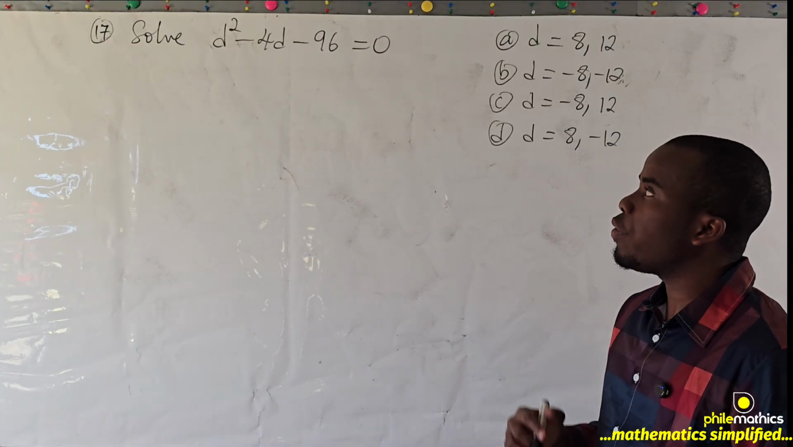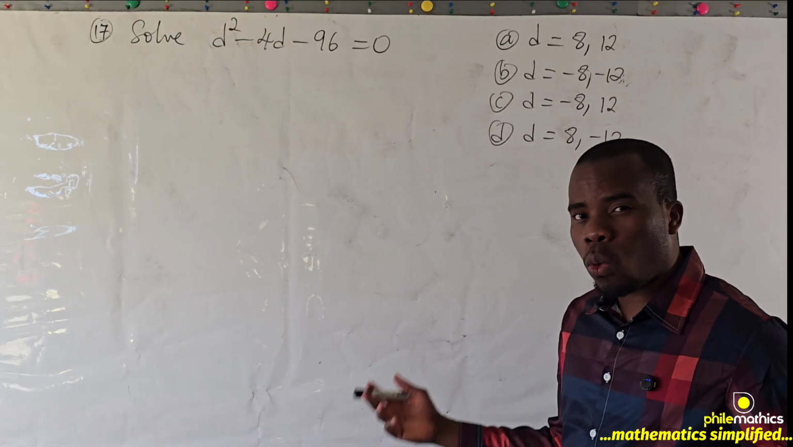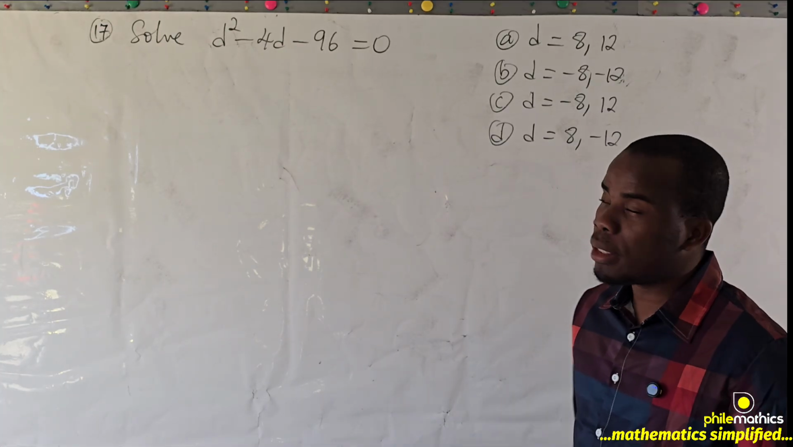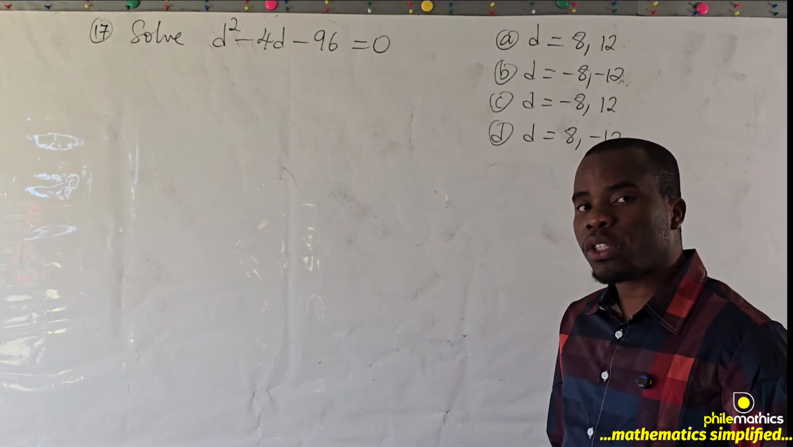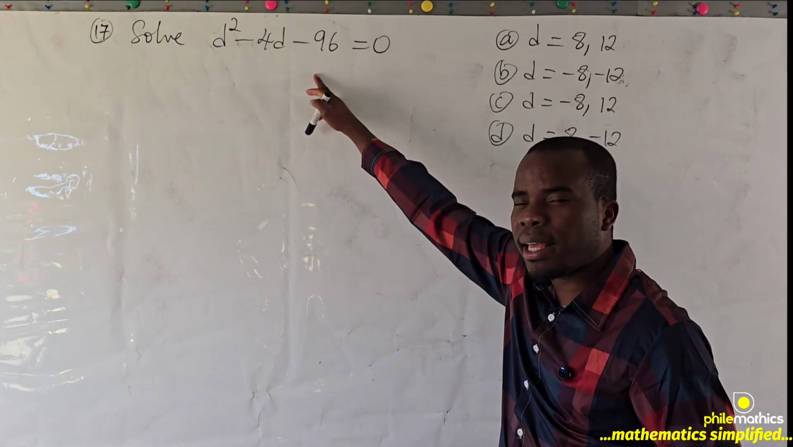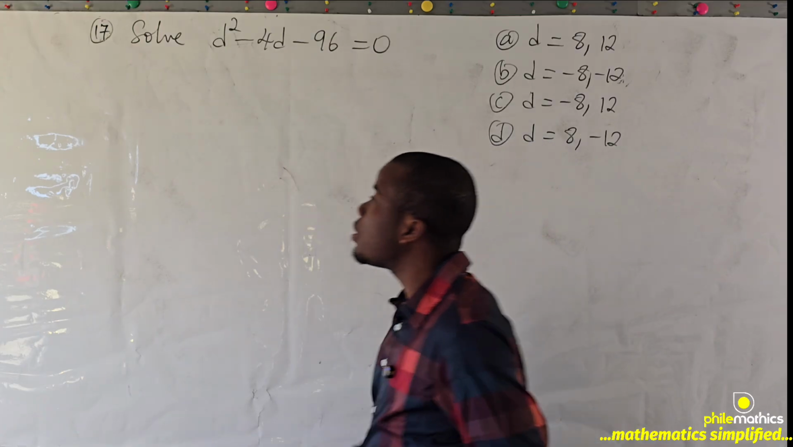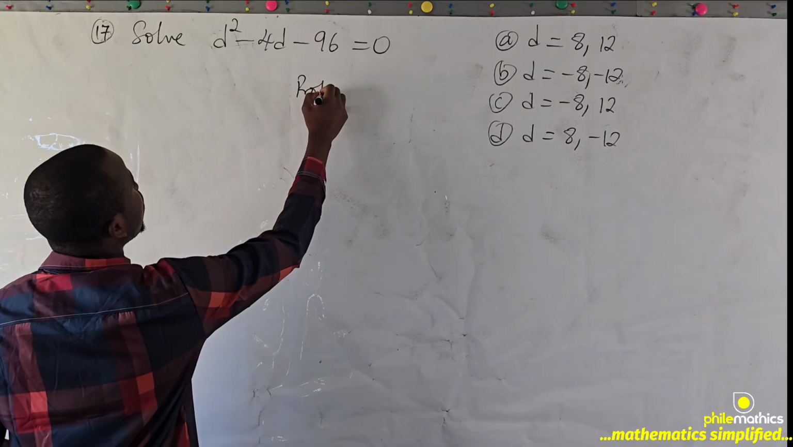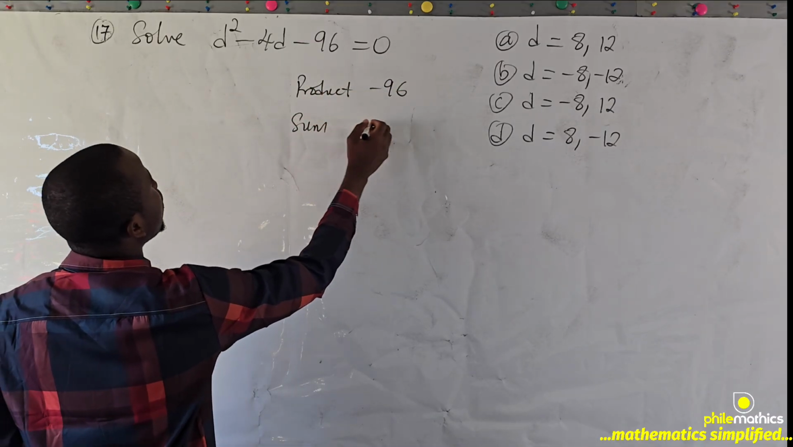Solve d squared minus 4d minus 96 equals 0. This is just a quadratic equation, and we have so many ways, at least 4 ways, of solving it. Let's use the factorization method here. We look for two numbers such that when you multiply them, you get minus 96, and when you add them together, you get minus 4. That's the coefficient. So two numbers such that the product is minus 96 and the sum is minus 4.